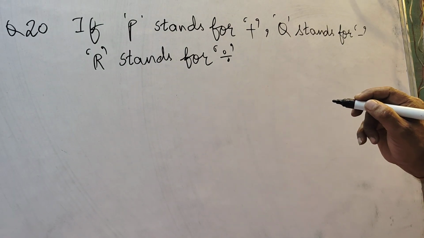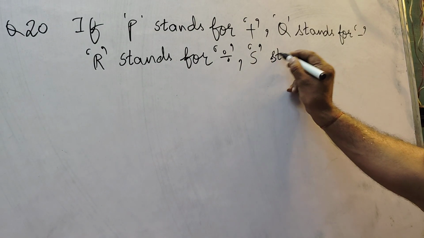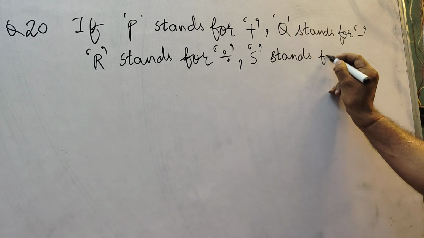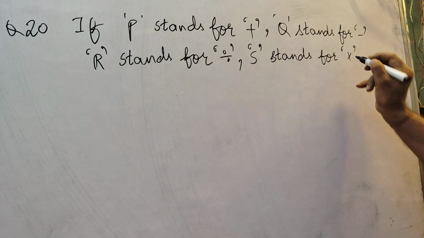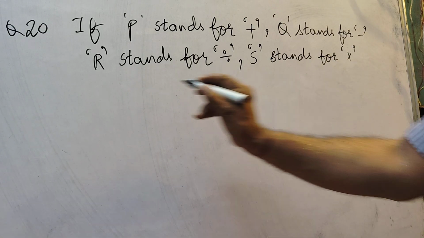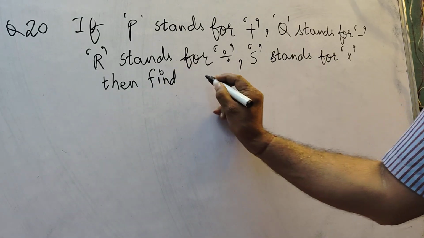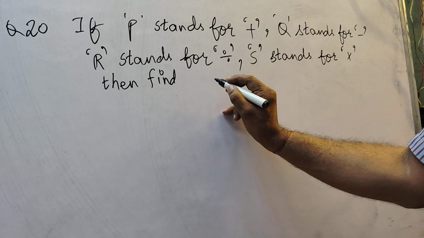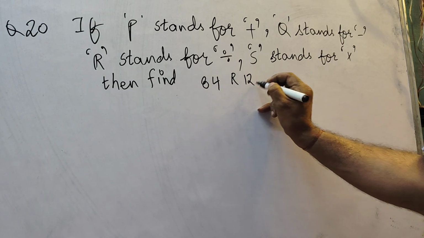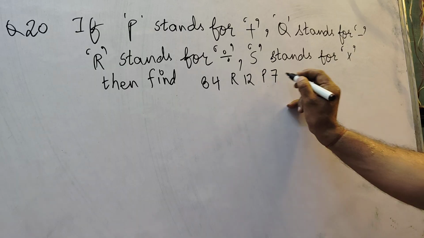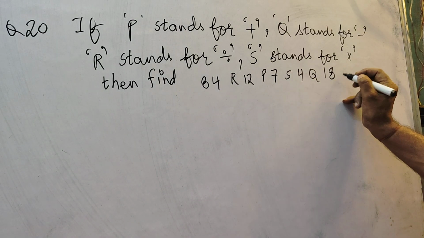This is division sign. And S stands for multiplication. Then find the value. The expression is 84 R 12 P 7 S 4 Q 18.